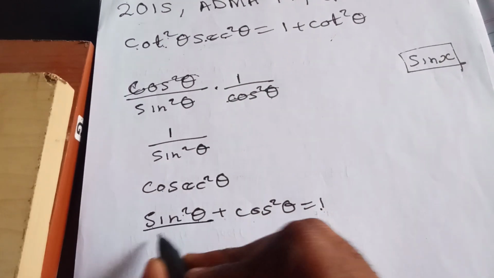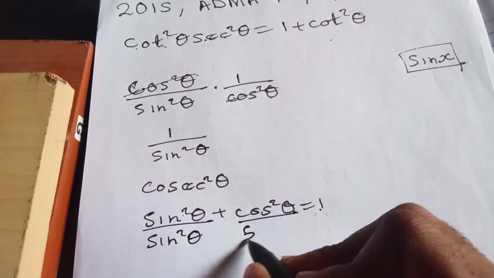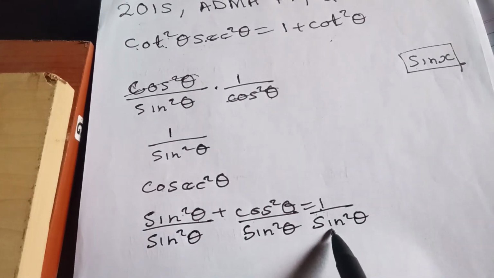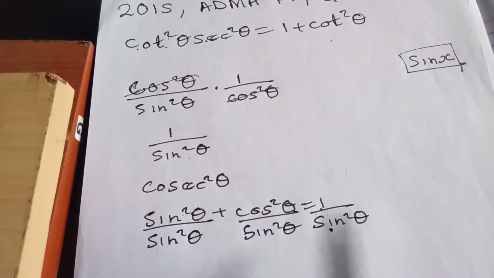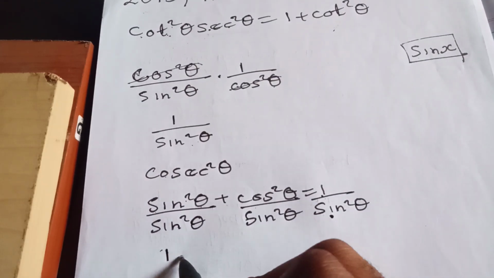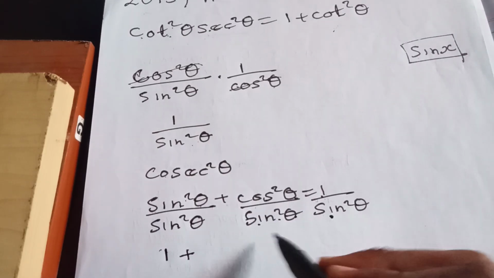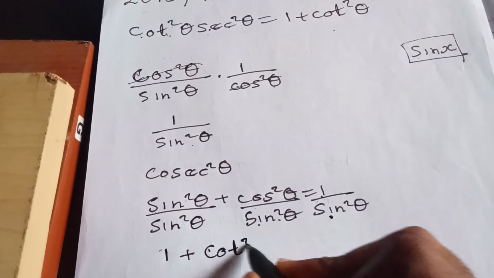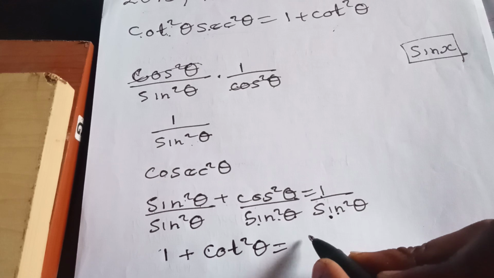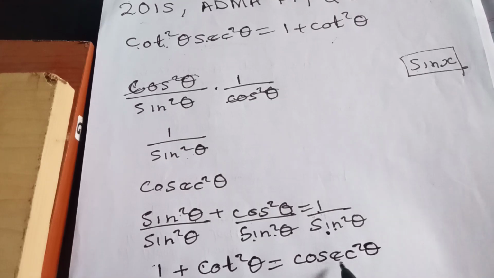So you can just divide each of these terms by sine squared theta. As you can see, this is the same as that, which is cosec. So sine squared theta over sine squared theta is simply a 1. And then cos squared theta divided by sine squared theta, by definition, this is cot squared theta. Then 1 over sine squared theta, this is cosec squared theta, which is what we are looking for.